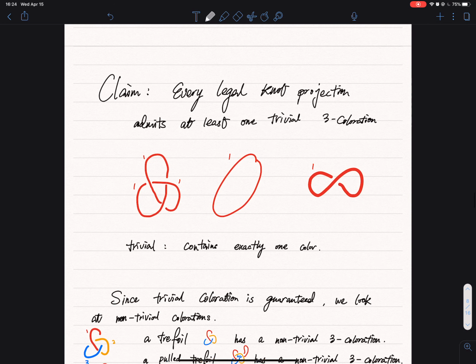So now let's take a look at something interesting. We will say this trivial coloration happens for every possible knot projection. Just assign everything with a 1 color. And we will always have some kind of trivial coloration. That's not very strong.